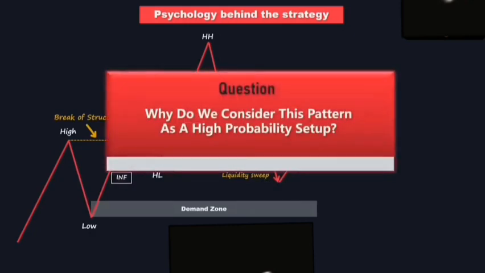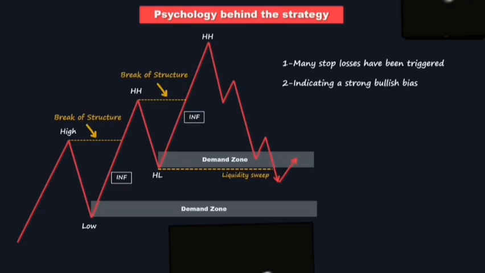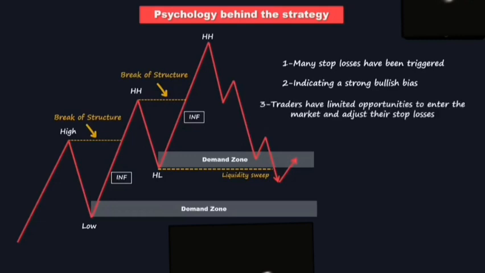So, why do we consider this pattern as a high probability setup? We consider this pattern as a high probability setup because in this scenario, the liquidity below the recent low has already been swept. This means that many stop losses have been triggered, leading to a sharp increase in buying pressure. Additionally, the price has started to move upward with significant momentum, indicating a strong bullish bias. Furthermore, it's important to note that there is no significant liquidity pool below this zone due to the aforementioned scenarios.